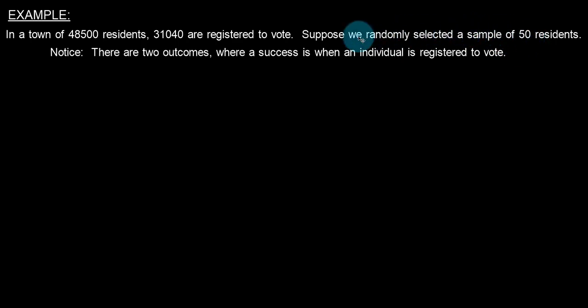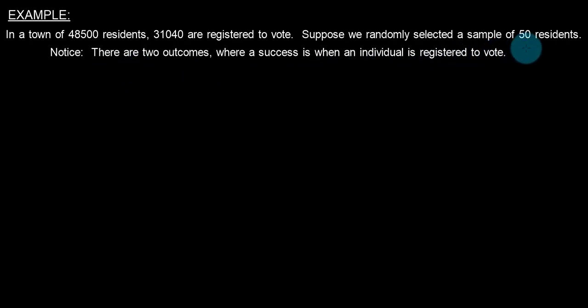Notice here that in essence, we're starting with a binary situation. There are two outcomes, and a success would be when an individual is registered to vote. A failure would be that they are not registered to vote. Based on this info, let's identify the parameters that have been given.